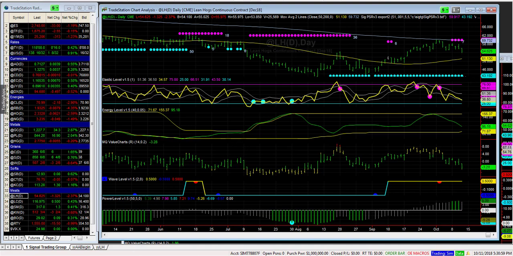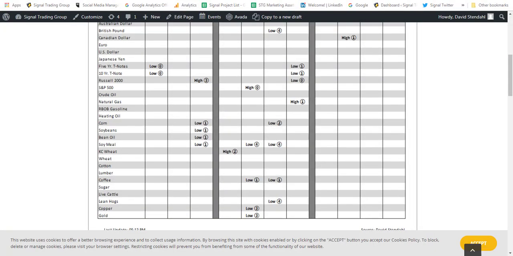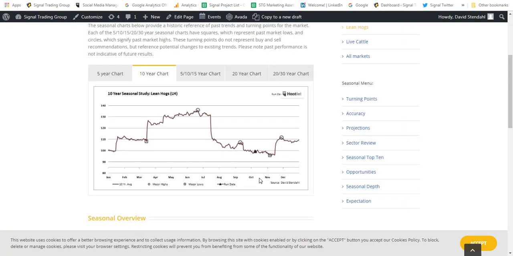If we go back to the website, we'll take a look at the seasonal tendencies here. Lean hogs, this is a 10-year seasonal chart, and the general trend is to the downside until you get into early November, the first week or 10 days of November. So it's not dramatic, but it is something that kind of meanders to the downside.